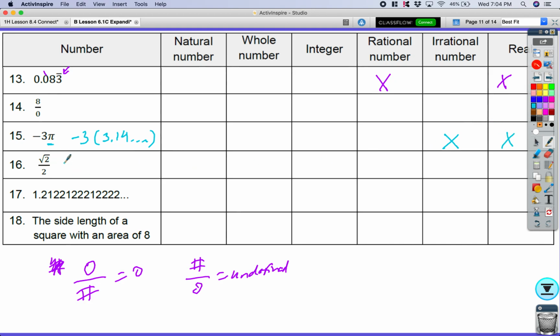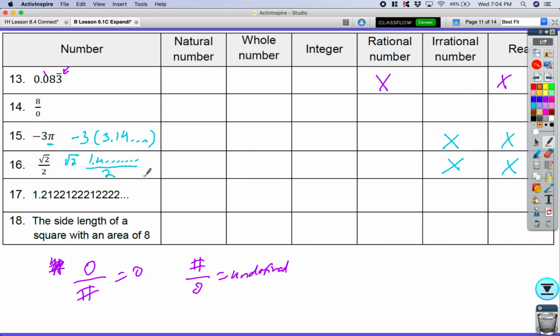Same idea here. Can you think of two numbers that are exactly the same that multiply to 2? And you can. It's going to be a number like 1.4 something something something that goes on forever. It's still an irrational number. Remember, irrational numbers go on forever and do not repeat, okay? But it is still real.